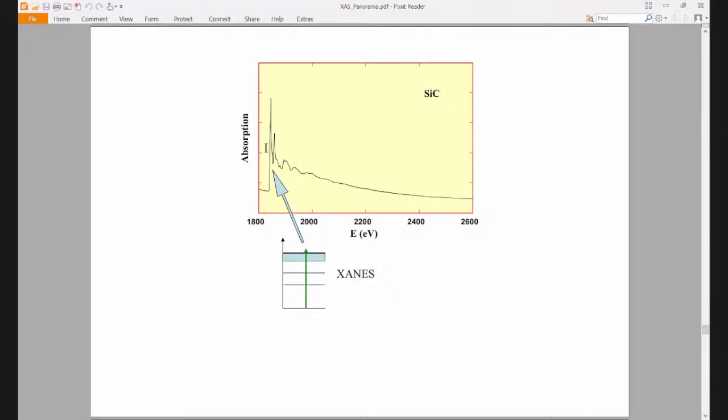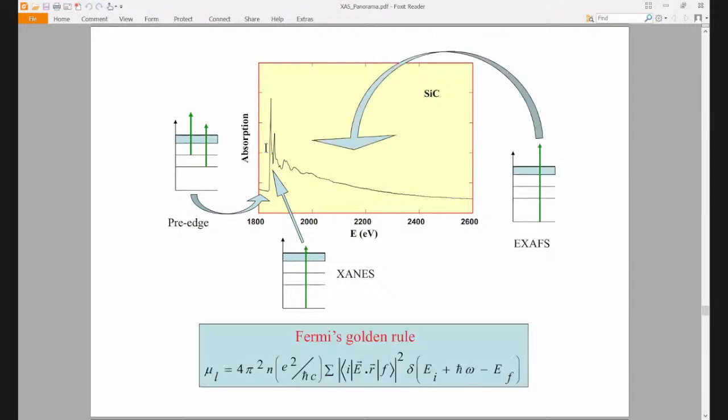Now, if you are before this, and this part here is called the edge. It makes sense. It's an edge. That's all. It's just a straight line going up. And if the photon has too low an energy, it cannot remove an electron from the lowest level. It can remove an electron from here, but it's not very interesting, except in some cases. And so the absorption is flat and very low.